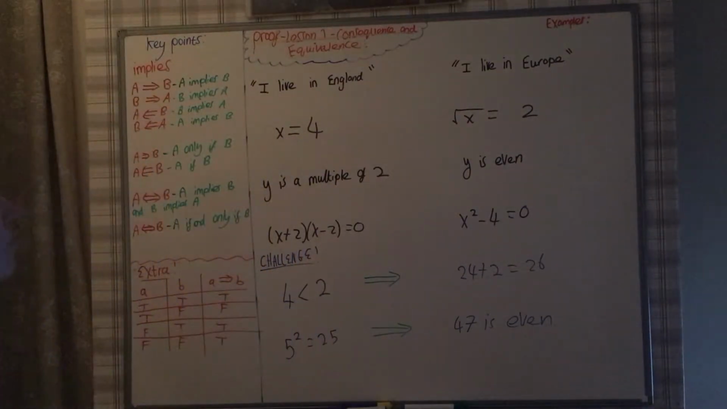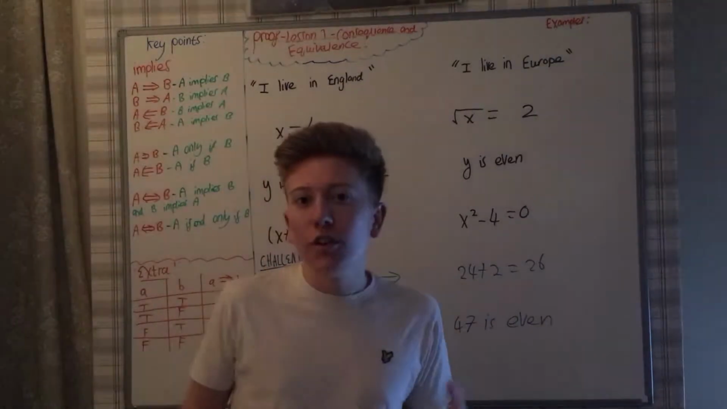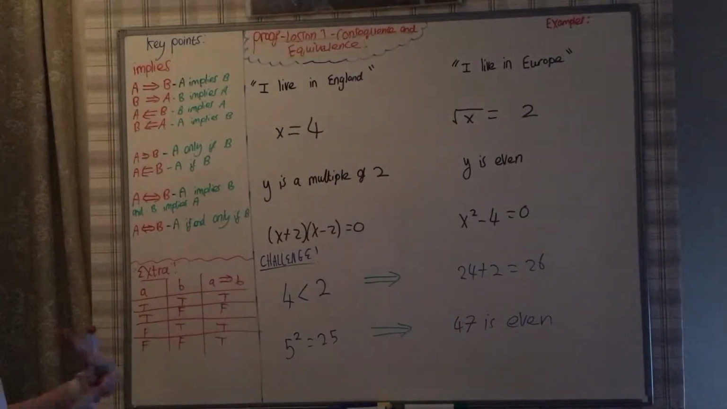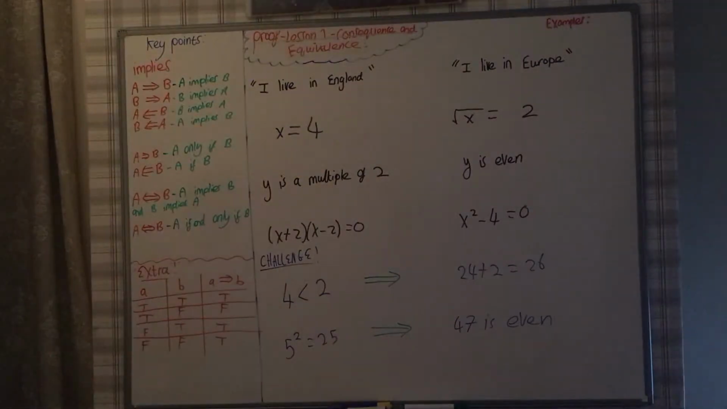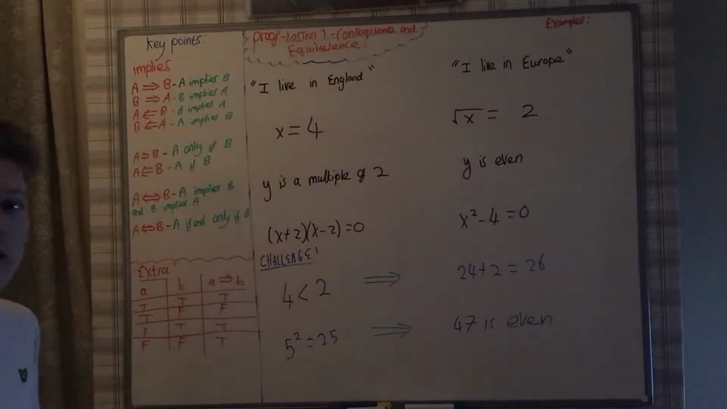Today we're going to be going through a new topic called proof, and this is now part of the new 2017 mathematics specification. This will be 2017 and onwards, and proof is a topic that has many parts to it. In this lesson we'll be focusing on a type of proof called consequence and equivalence, and this involves something called implication statements.